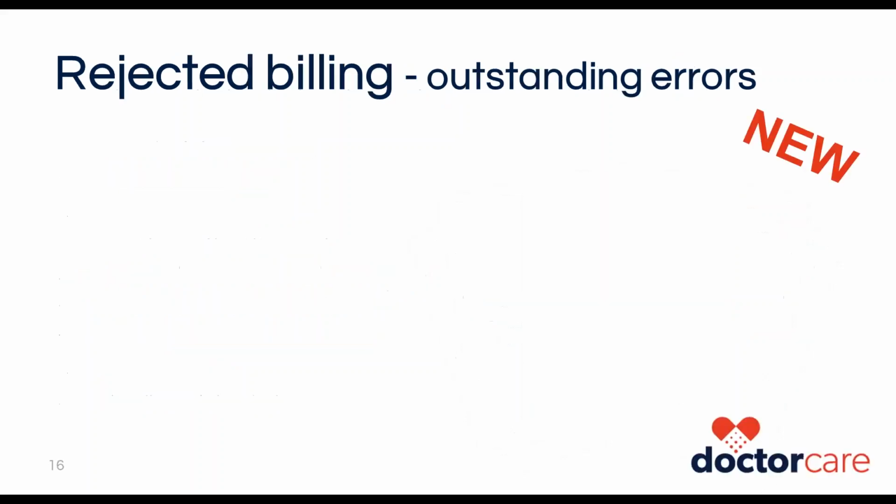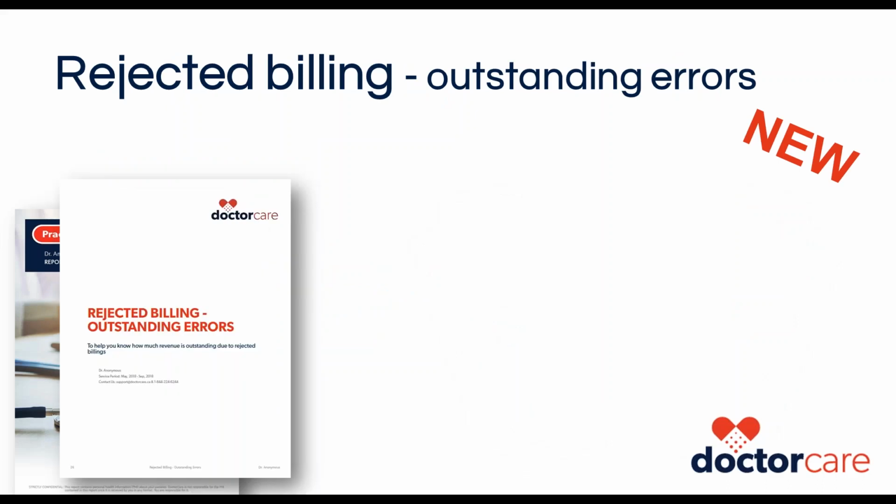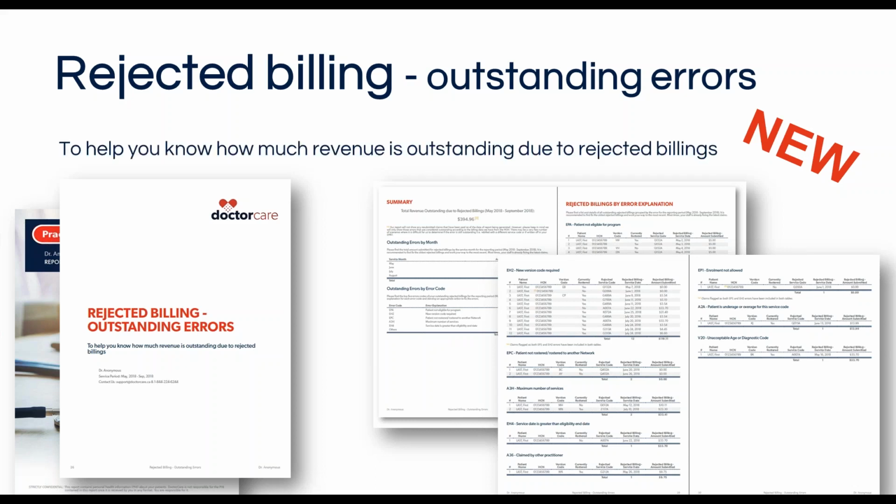The rejected billing outstanding errors module is something that is completely new from Doctor Care for primary care practice management. It's 4 to 6 pages of critical billing error information for your practice. Why did we invest resources in this? The rejected billing outstanding errors module was developed to help doctors gain visibility into the total amount of outstanding revenue due to errors when billing for work that you've done.